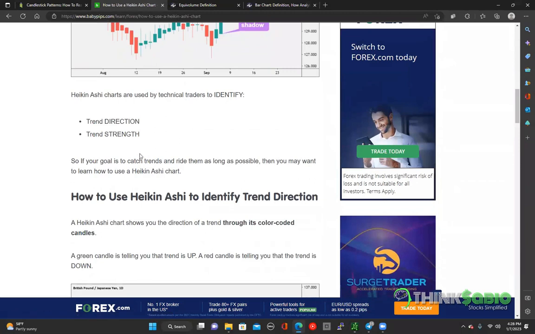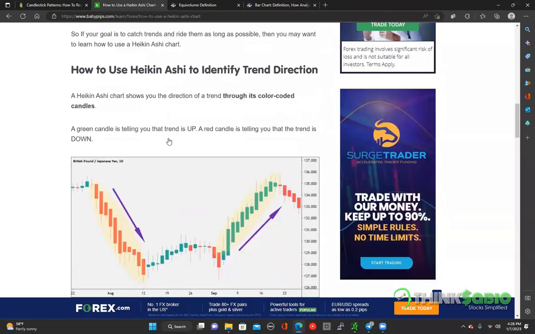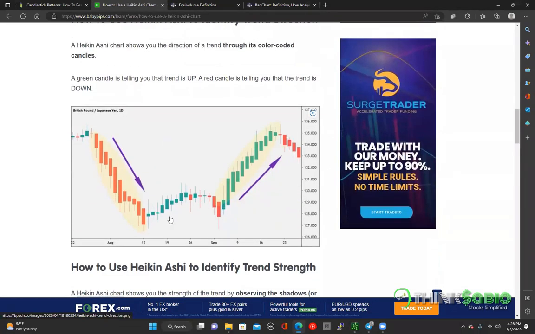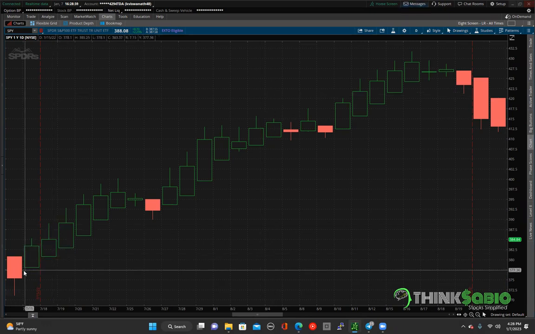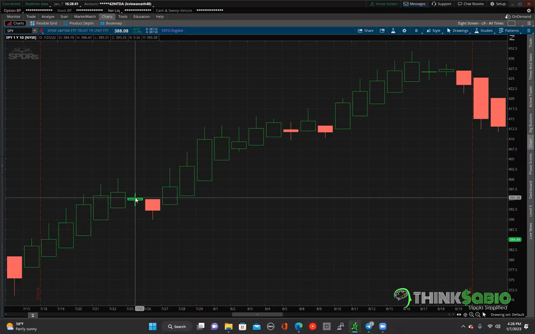It basically shows the trend, direction, and strength in Heikin-Ashi, right? And I think this is derived by Heikin-Ashi, like in Japan, they used to use these candlesticks. It's a slightly modified version of what they used to use. But like I said, it helps you stay in the trade.